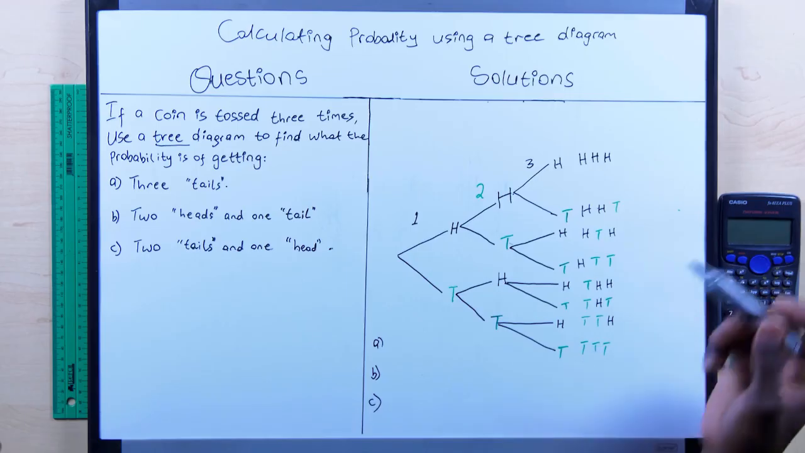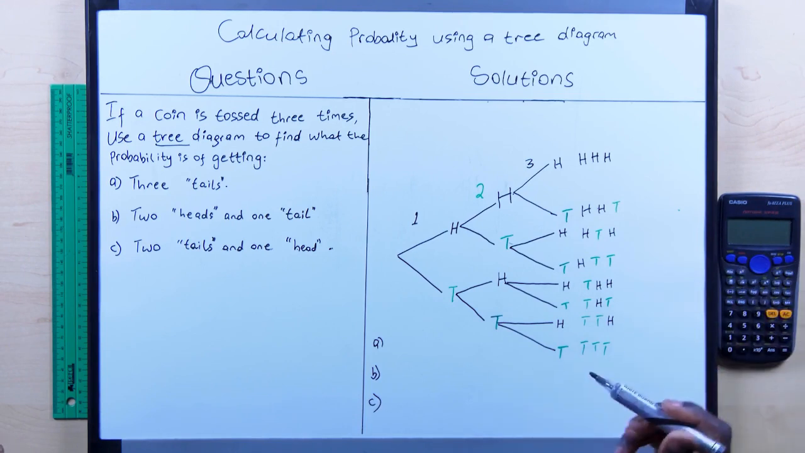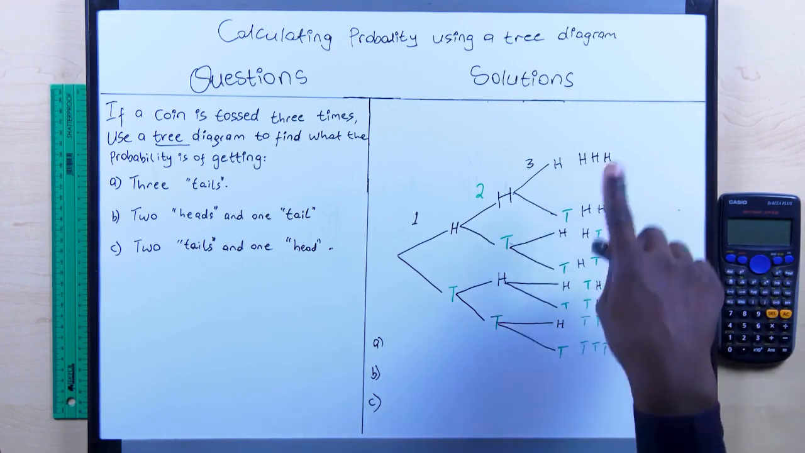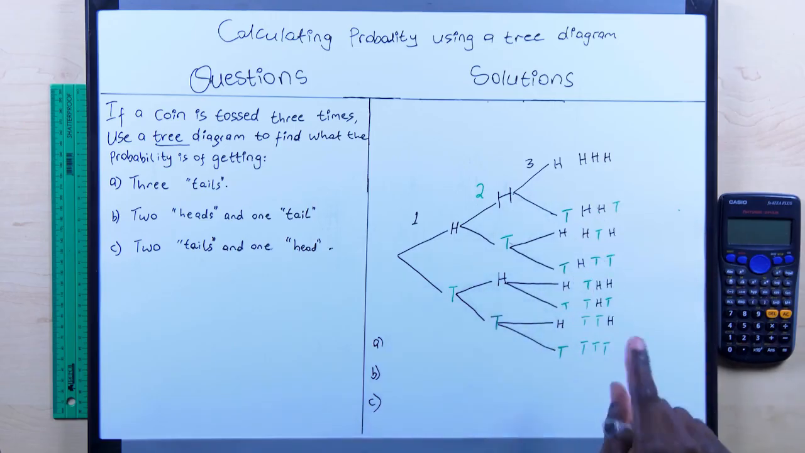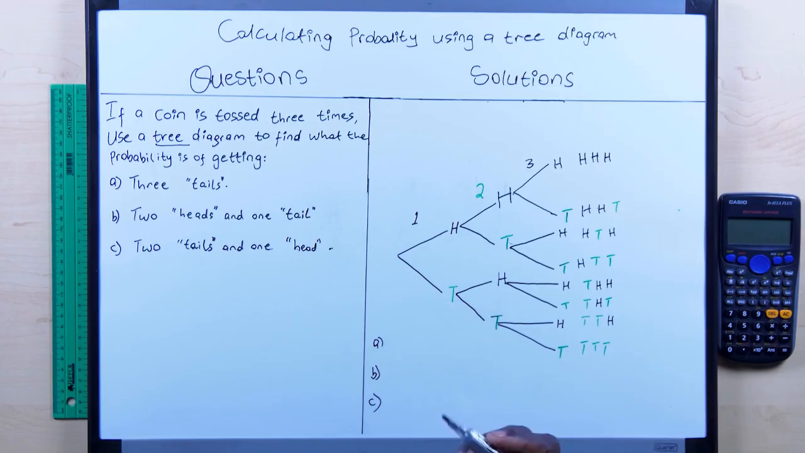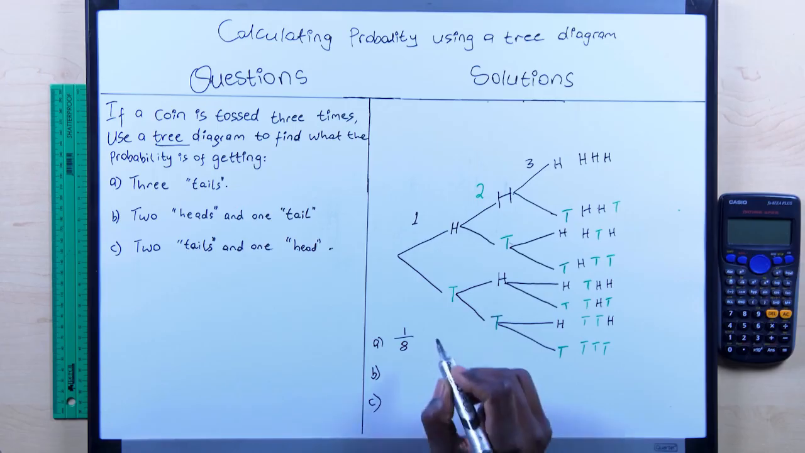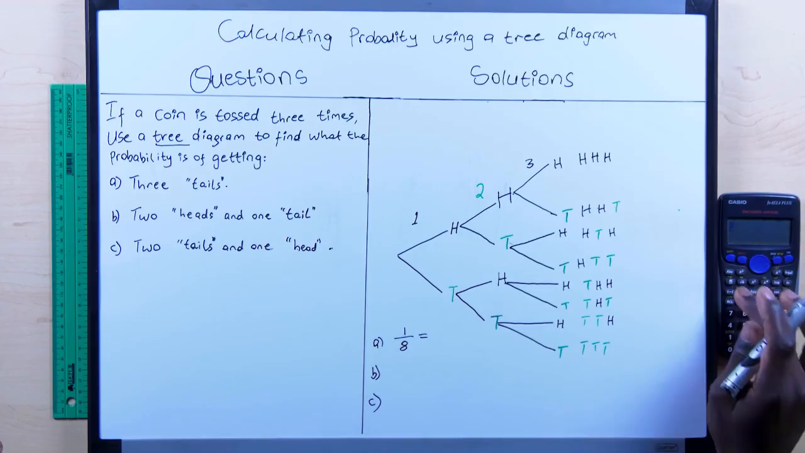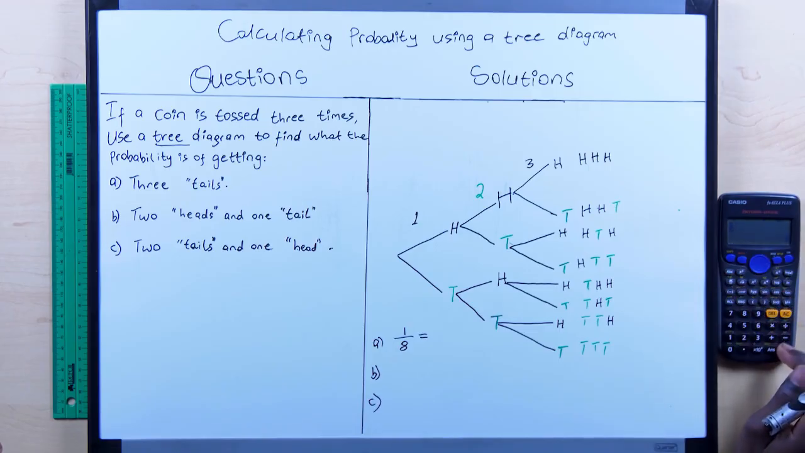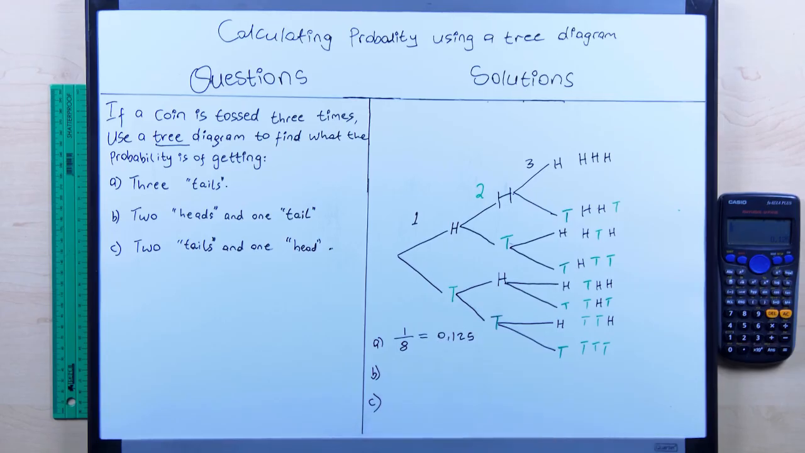So, how many outcomes are here? 1, 2, 3, 4, 5, 6, 7, 8. So, which means that there's only one outcome out of 8 chances. Out of 8 chances, there's only one outcome that gave you 3 tails. So, which is going to be 1 over 8, which should give you 1 divided by 8. Our answer is going to be, to 3 decimal places, 0.125. That's number A.